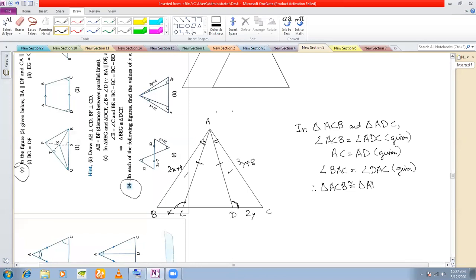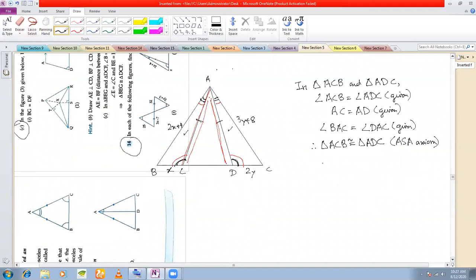The question is by what axiom? You see that in these two triangles, this angle is involved, this angle is involved, and this side is involved. Similarly, this angle is involved in this triangle, this angle is involved in this triangle, and this side is involved. What you see is that this side is the included side; both of these are the included sides. So therefore, what should it be? ASA axiom.